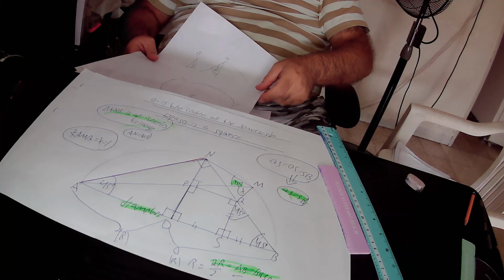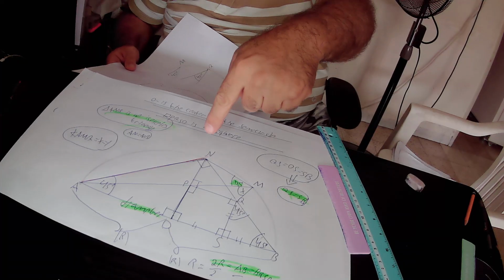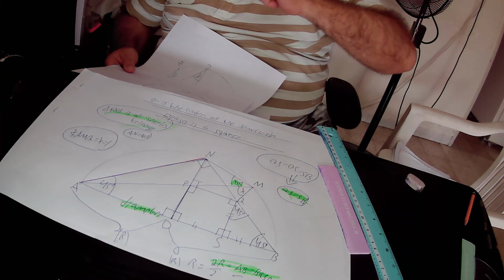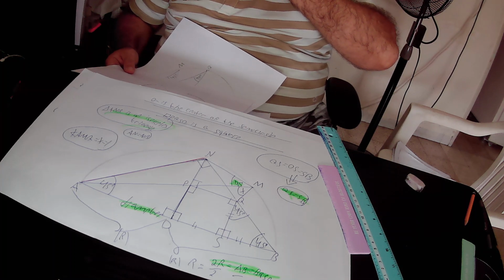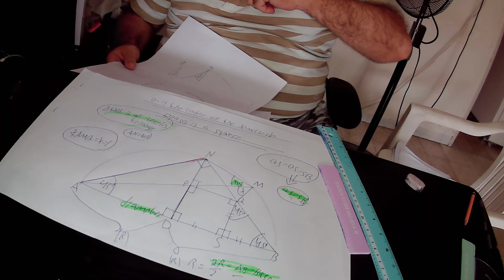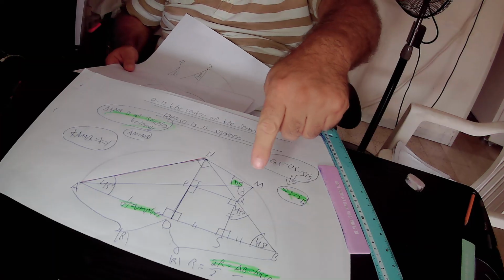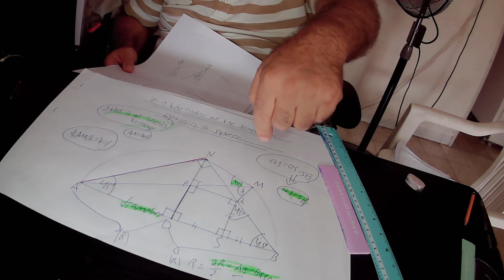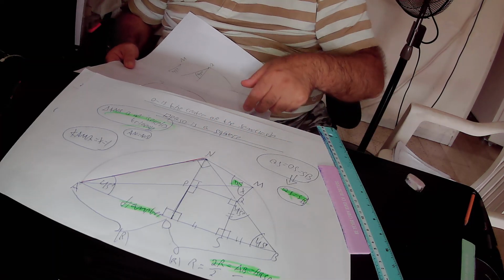So we have to prove that quadrilateral NMQP is a cyclic quadrilateral. That is to say, it can be inscribed in a circle. It can be enclosed by a circle.